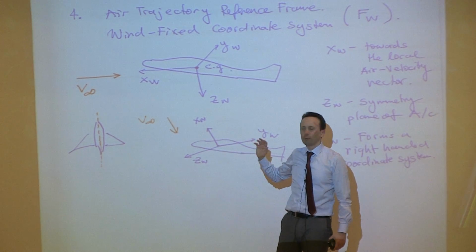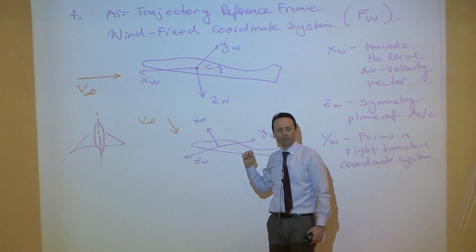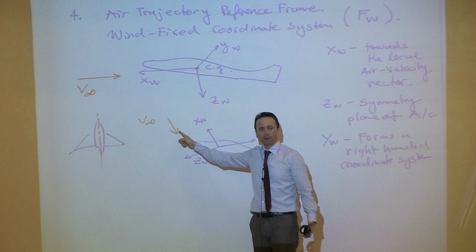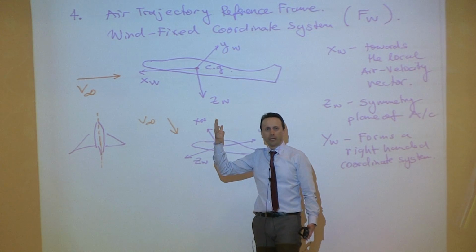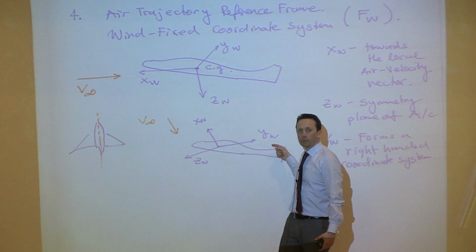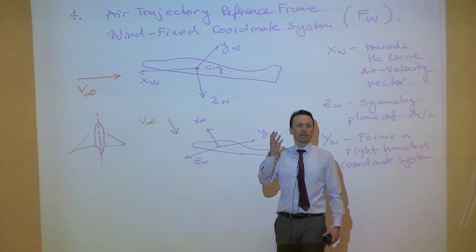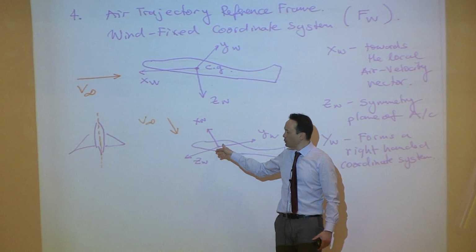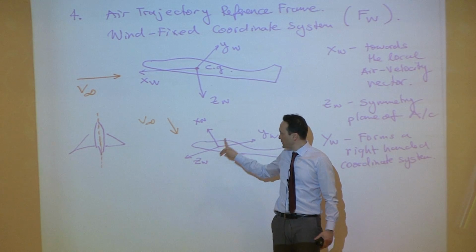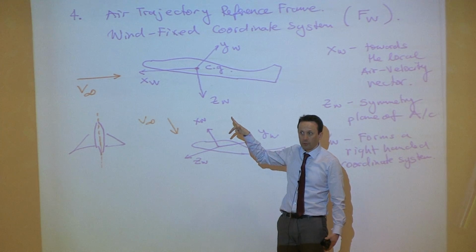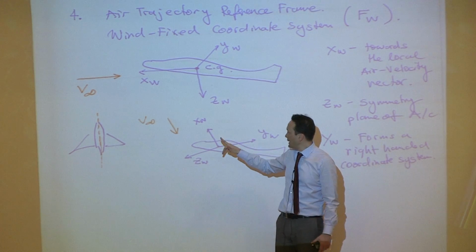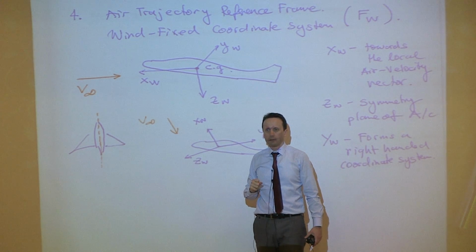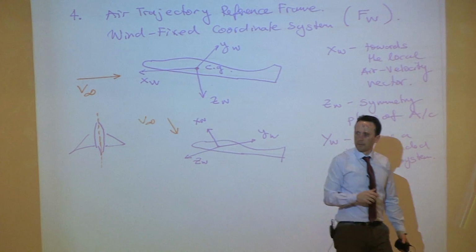So the way you form this wind axis coordinate system is, you start with XW. You make sure it is parallel to V infinity. And then you take ZW, which is in the symmetry plane of the airplane. Then you take your right hand and form YW such that it's a right-handed coordinate system. You have a three-dimensional coordinate system that is attached to the CG and moves with the airplane, but XW always points towards V infinity. Understood? Yes?